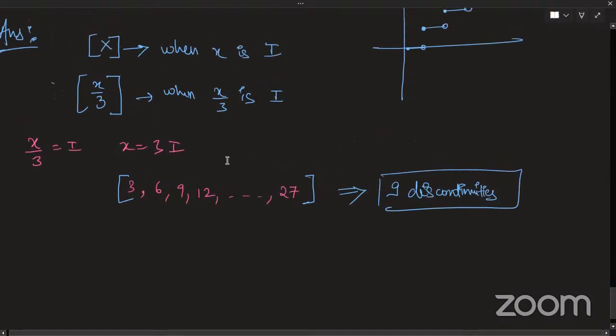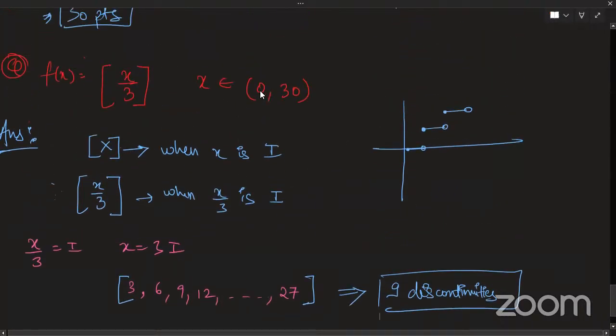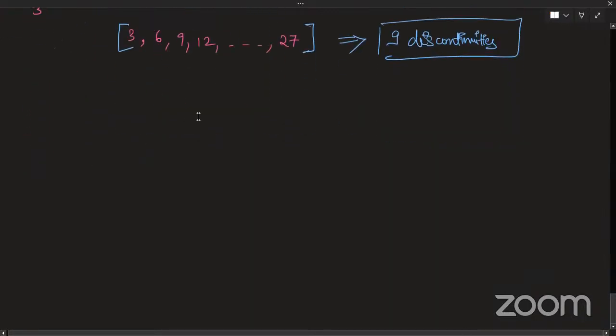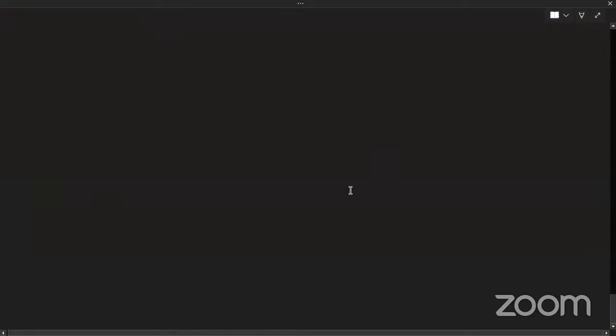See, the only point is if x is equal to 0 and x is equal to 30, if they are not a part of my domain, how can they cause me an issue? And how can they be a point of discontinuity if they don't exist inside my domain? Okay, so great. Let us do one really good question.